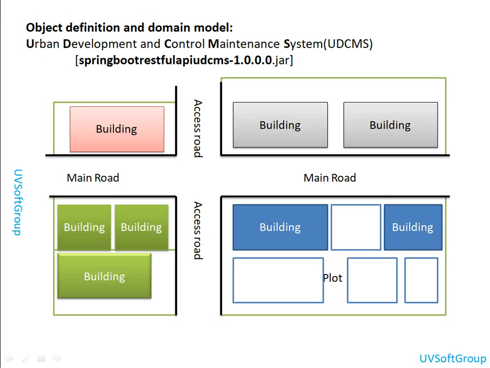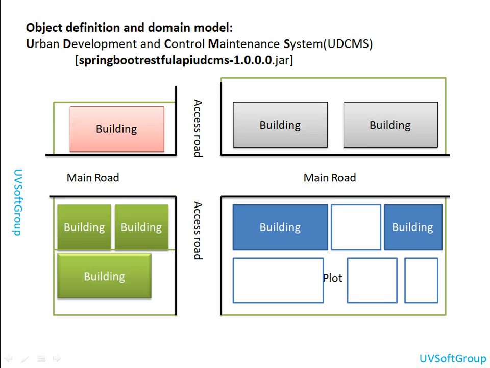So this is our prototypical domain object definition and domain models. I already said that our big application has in total 24 or up to 50 domain classes, and this is based on these prototypical models.